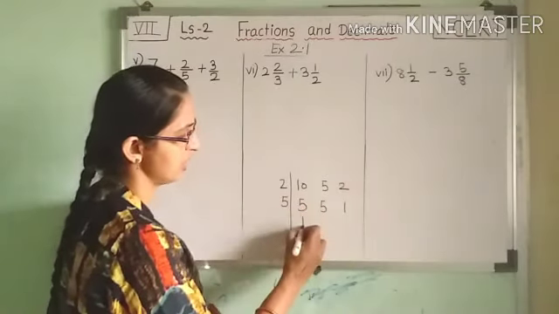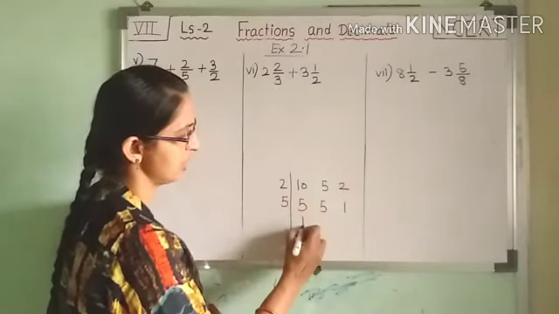Now we want this LCM as denominator. Here already 10 is there, so no need to do anything. For this fraction we want this 10 as denominator. So multiply this fraction by 2. 2 2s are 4, 5 2s are 10.